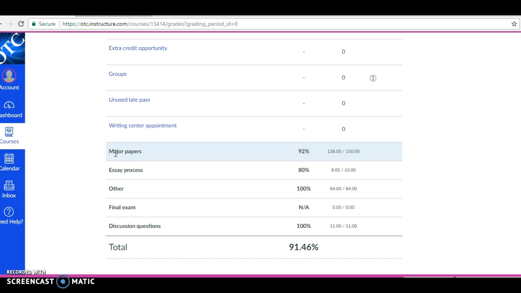Okay, so remember, for weighted grades, look at the averages, not the points, and Canvas will add all of that up for you in the end. Okay, thanks very much.